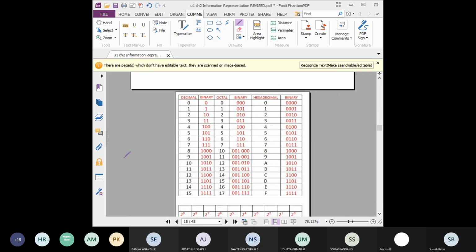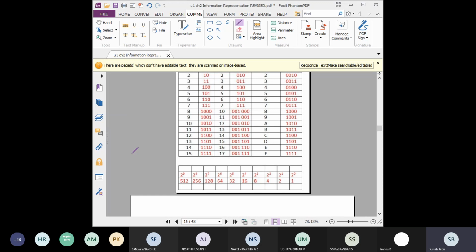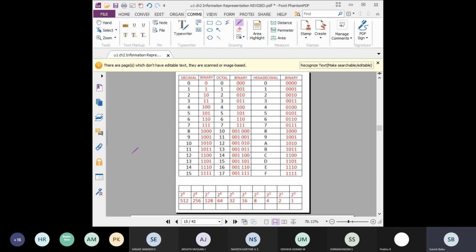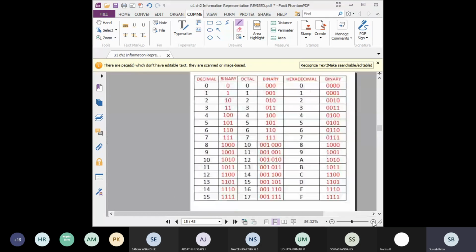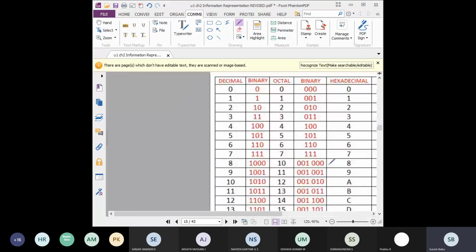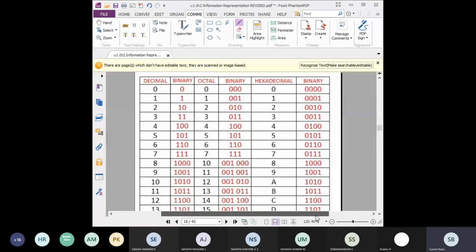Okay, the next thing is we are going to convert from octal to other number systems and hexadecimal to other number systems. For this you need to memorize this tabular column. Then only you can answer every question. So now I will tell you how to do it. Everything is very easy, kindly follow.